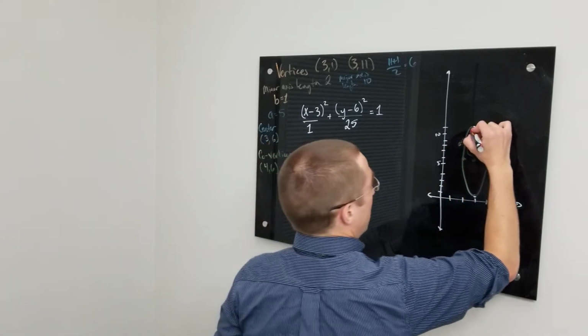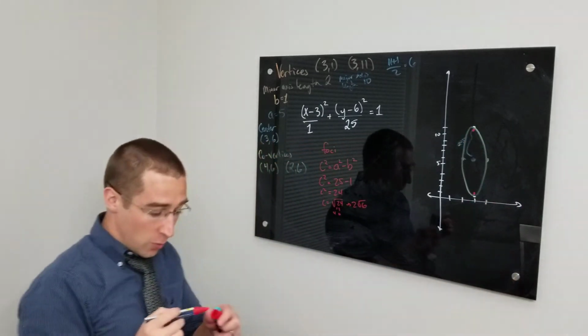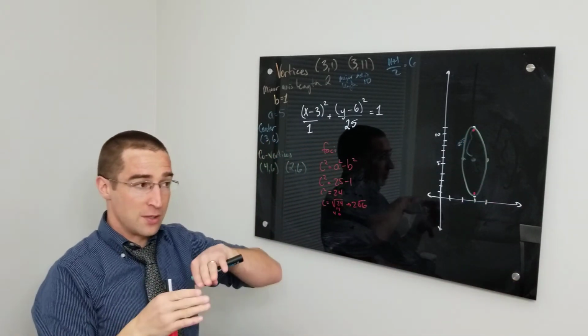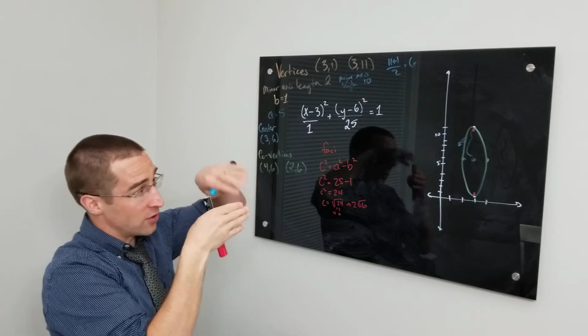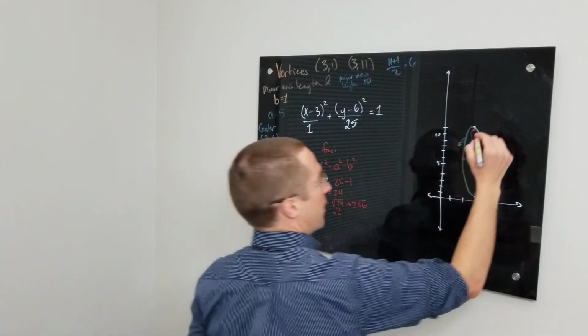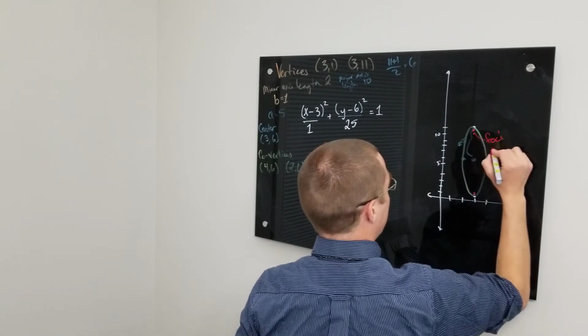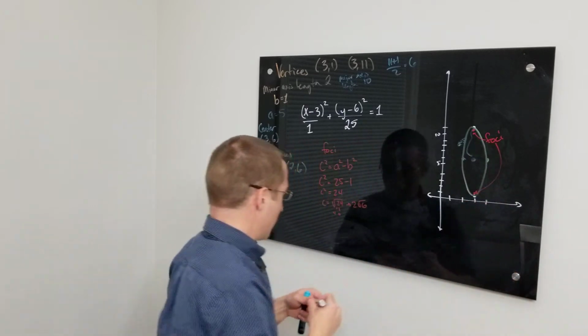So here it'll be a focus there and a focus there. Remember, the foci are always on the major axis. They're always somewhere between the center and each vertex, not the co-vertices, but the vertices. So the foci are here and there.